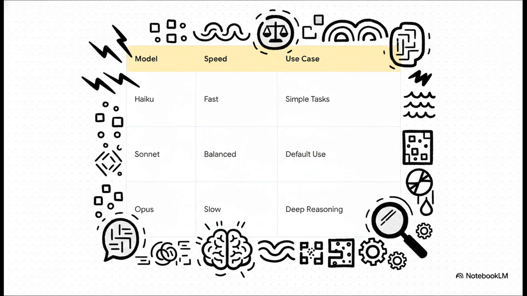And finally, Opus. Opus is the heavy hitter. It's the most capable model in the family, though it does run a little slower. You want to bring in Opus for deep reasoning, highly complex analysis, and really detailed long-form writing. You basically just choose your model based on the complexity of your task and how fast you need it done.